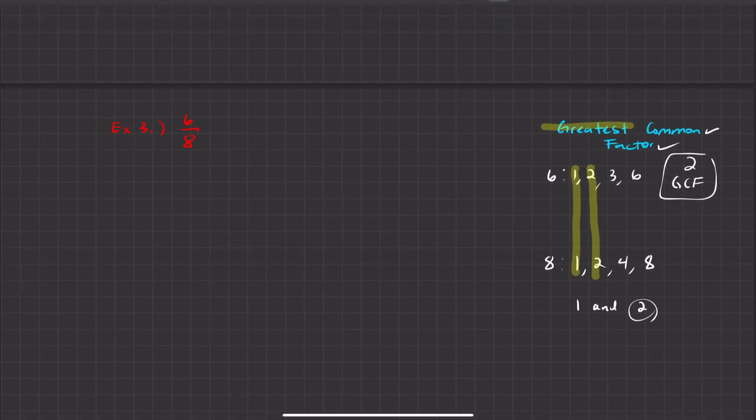So, I go back to my original problem. Write a division sign there. Division sign there. 2. 6 divided by 2 is 3, 8 divided by 2 is 4, your answer is 3 divided by 4, 3 over 4. So that means that this is your answer in simplified form, okay?